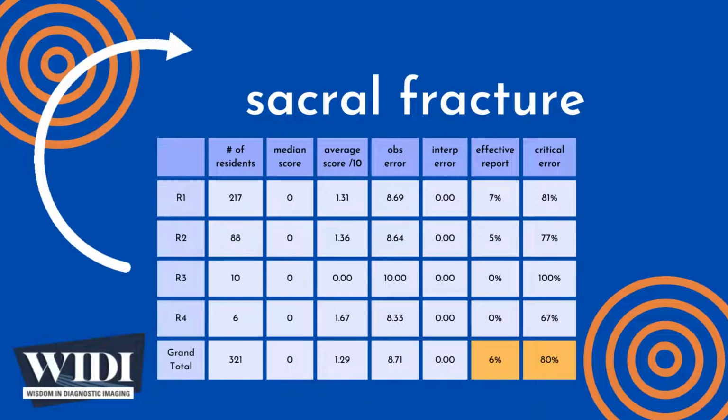We define a report having a critical error to be one with scores between 0 and 2. In terms of letter grades, this would be F and D. In this most missed case, 80% of residents produced reports with critical errors.